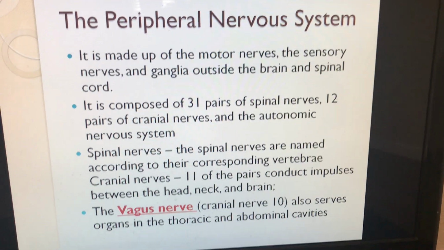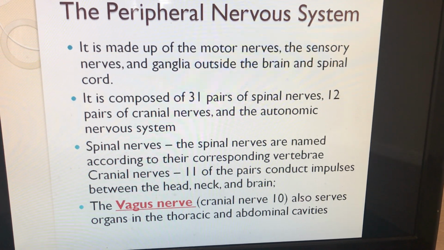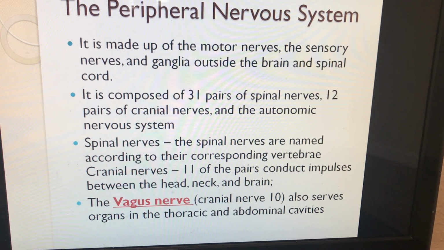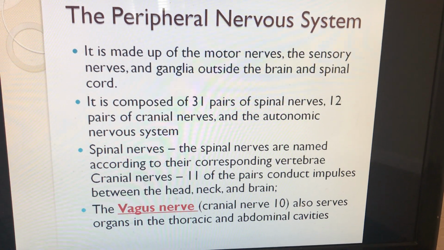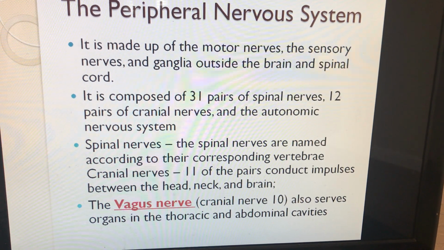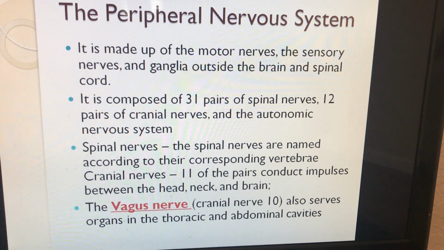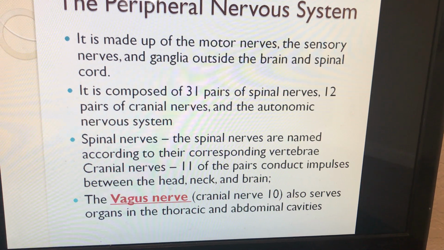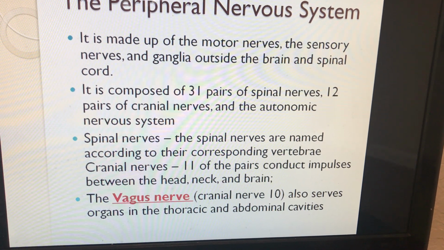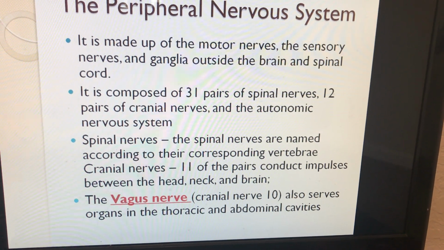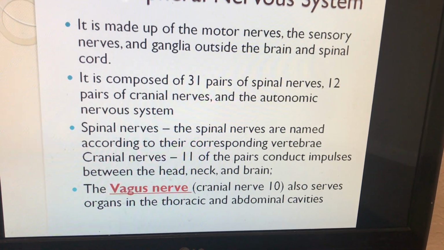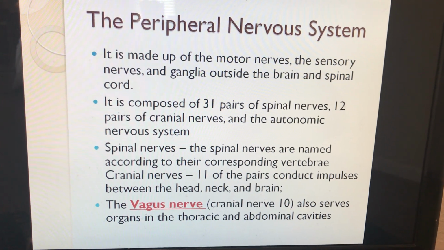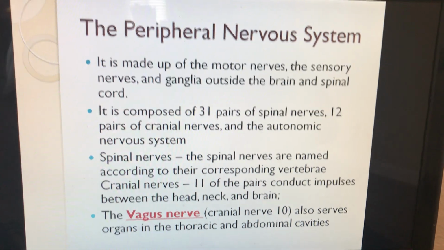So now let's get into the peripheral nervous system. It is made up of the motor nerves, the sensory nerves, and ganglia outside the brain and spinal cord. It is composed of 31 pairs of spinal nerves, 12 pairs of cranial nerves, and the autonomic nervous system. Your spinal nerves are named according to their corresponding vertebrae, and of your cranial nerves, 11 of the pairs conduct impulses between the head, neck, and brain, with the exception of the vagus nerve, which is cranial nerve number 10. It also serves organs in the thoracic and abdominal cavities.